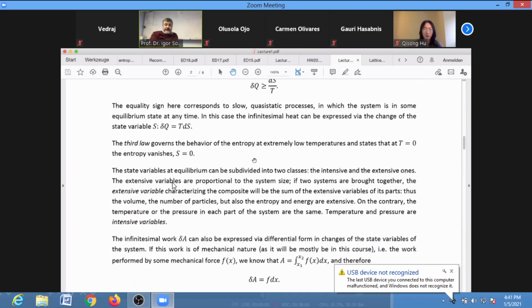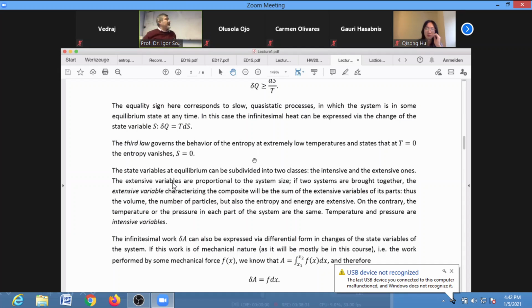Now, an important thing which we will continuously use in thermodynamics, in equilibrium thermodynamics, is the fact that thermodynamical variables do come in two classes.